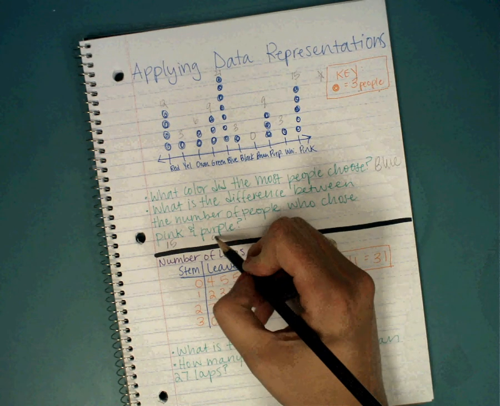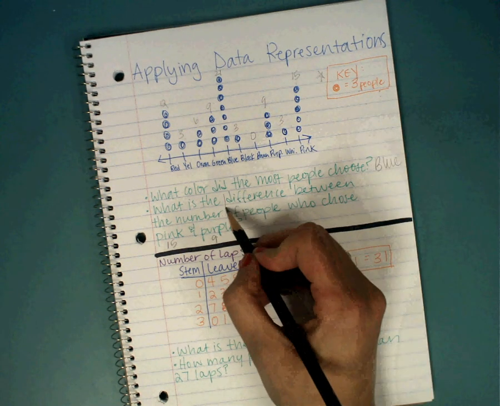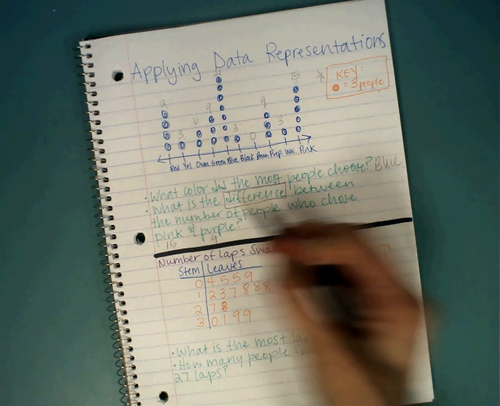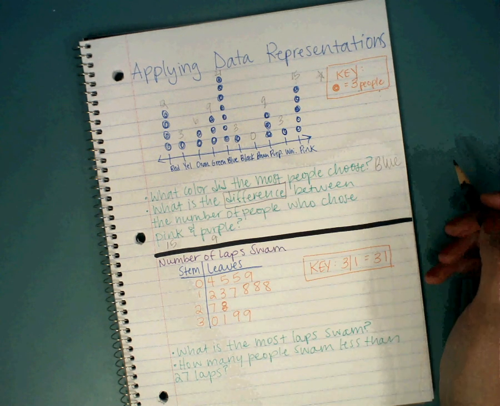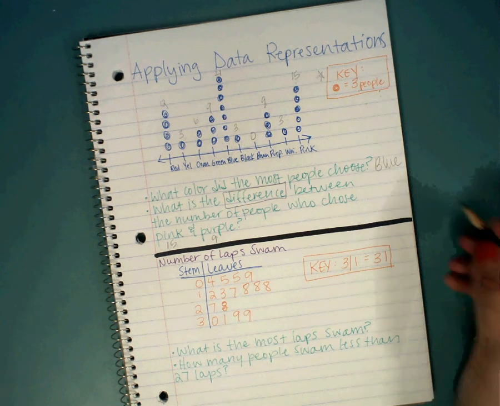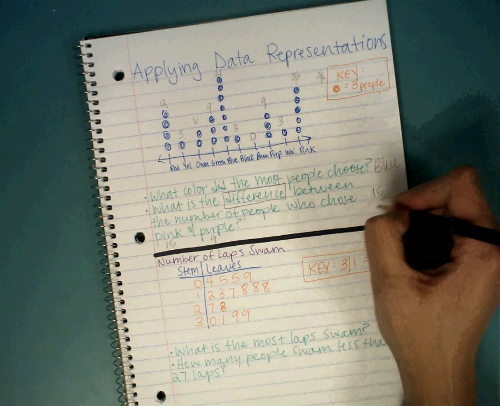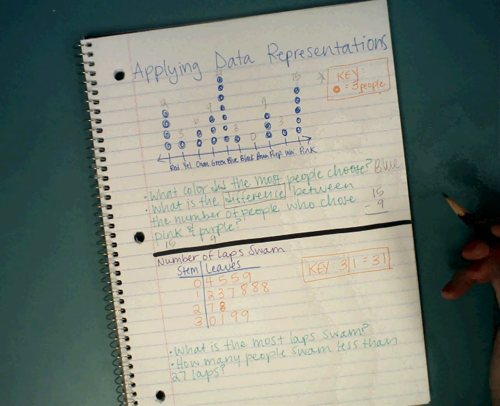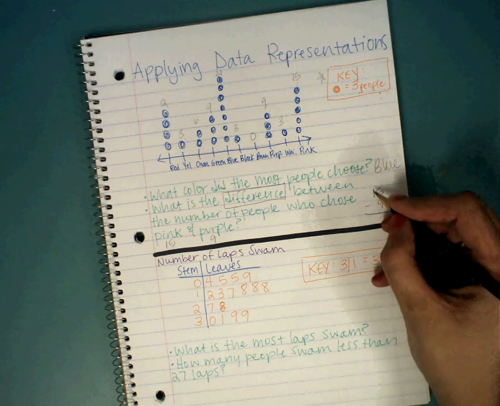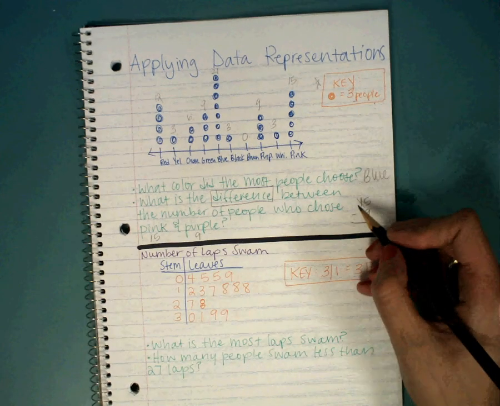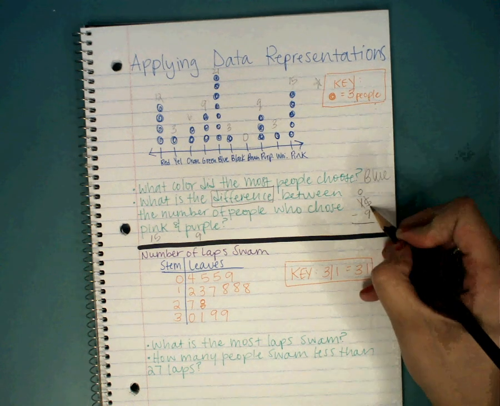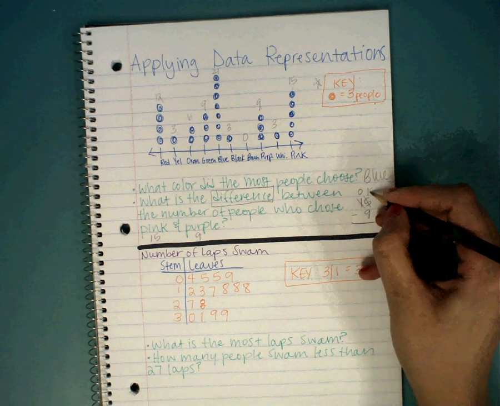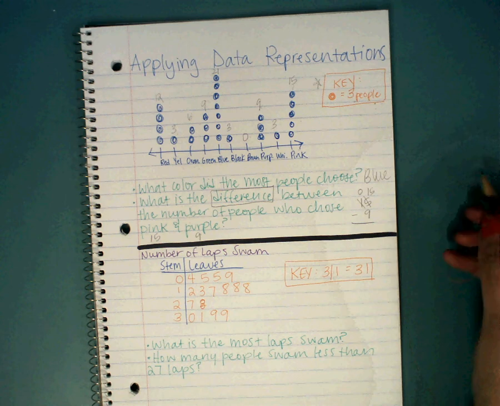So how am I going to find the difference between those? Well, I'm going to subtract. 15 minus 9. 5 minus 9 is? You can't do that, Ms. Hargrove. Got to borrow from the 1. 1 becomes a 0. 5 becomes a 15. 15 minus 9 is 6.